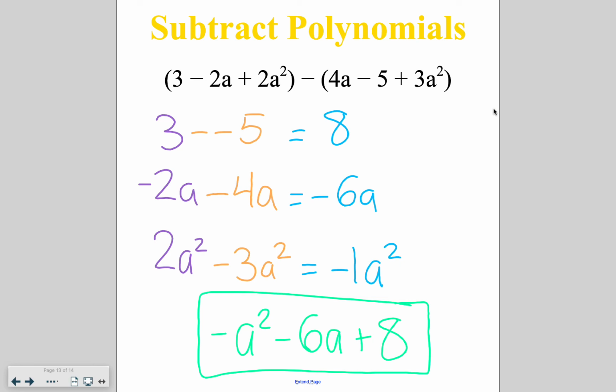So we subtract all of our pieces out, and I end up with negative a squared minus 6a plus 8. Again, if you want to have negative 1a squared in the front, that is fine.